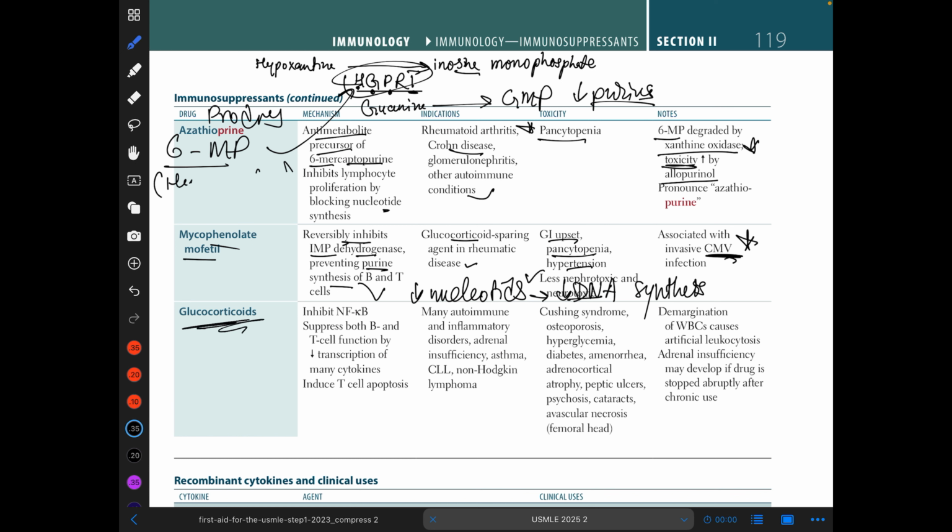Now we are talking about the glucocorticoids. The glucocorticoids inhibit NF-κB. They suppress both B and T cell function by decreasing the transcription of many cytokines and induce T cell apoptosis. When it inhibits NF-κB, the NF-κB is going to decrease the expression of macrophages. The macrophages will not be activated due to decreased transcription of many cytokines. It decreases the production of pro-inflammatory mediators.